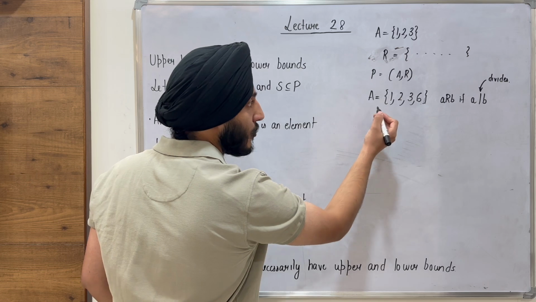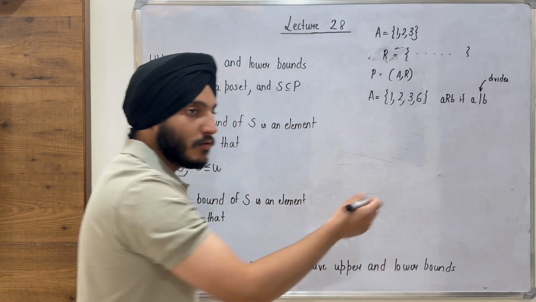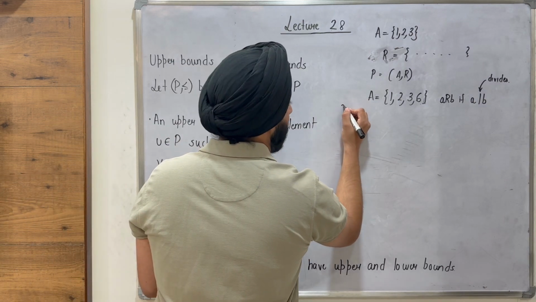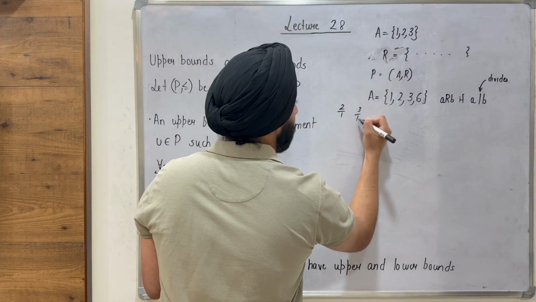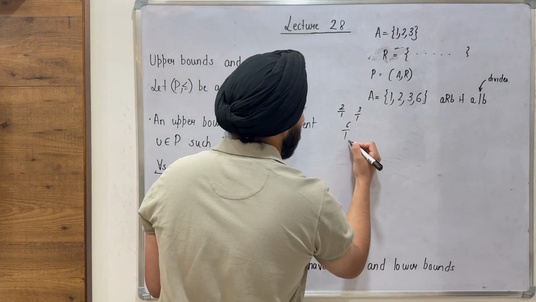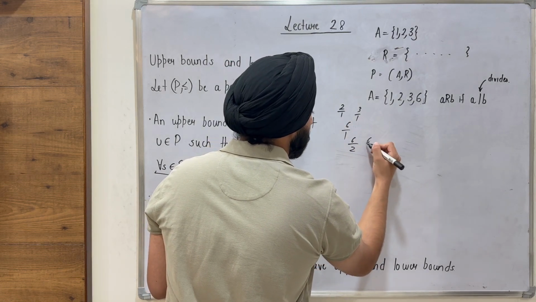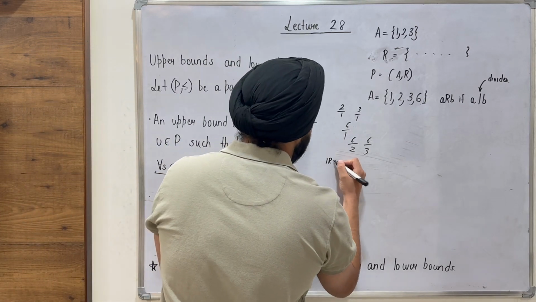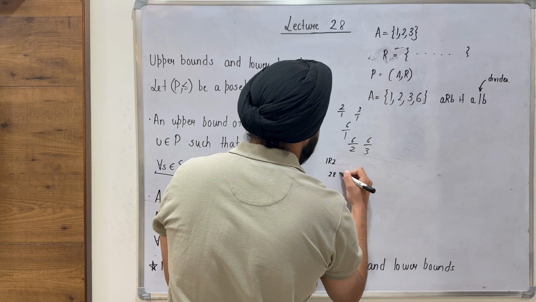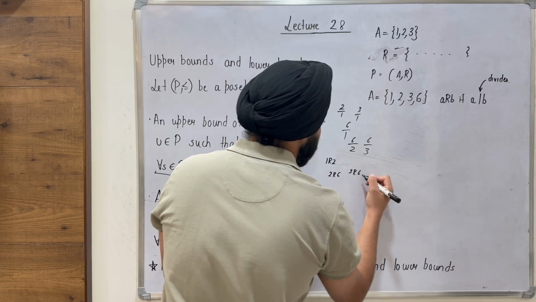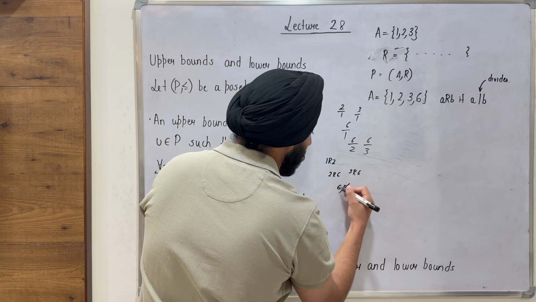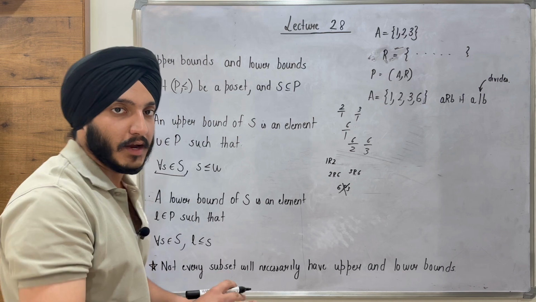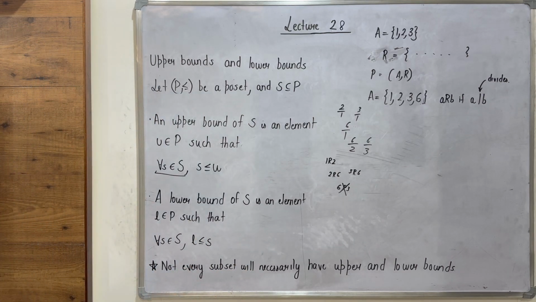What does this mean? Since one divides two, two can be divided by one, three can be divided by one, six can be divided by one. Similarly, six can be divided by two, and six can be divided by three as well. So I can say one is related to two, two is related to six, three is related to six, but six is not related to three. Why? Because I cannot divide three by six. I hope you understand the relation we are talking about.